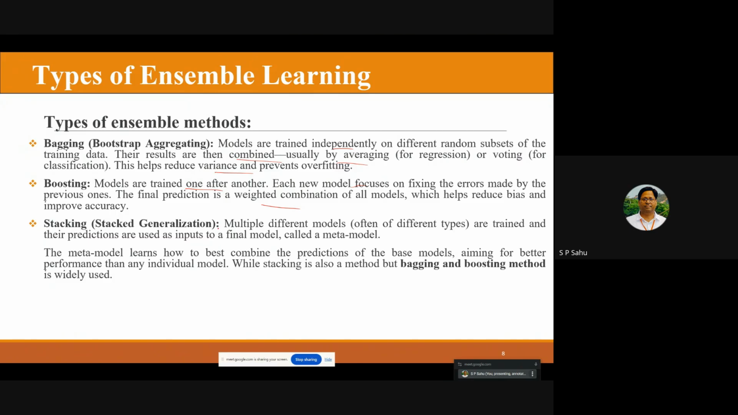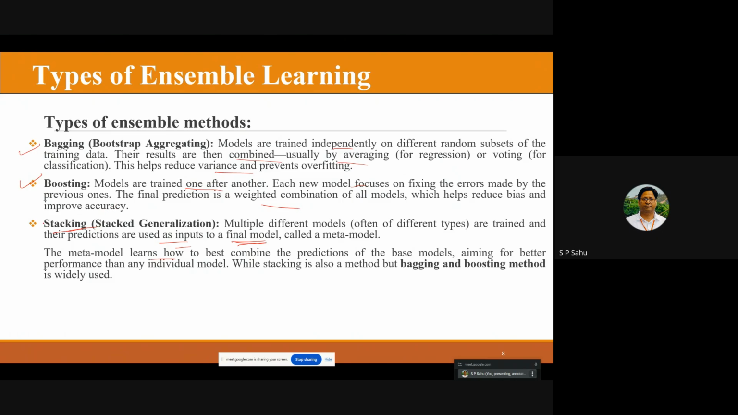Stacking is basically a stack generalization. Multiple models of different types are trained, and their predictions are used as input for a final model, and this final model is a meta model or any expert model, and the final outcome comes from there. So the meta model learns how to best combine the predictions of the base models, aiming for better performance than any individual one. While stacking is also a method, bagging and boosting are widely used. These two methods are popular, however, sometimes stacking also gives good results.